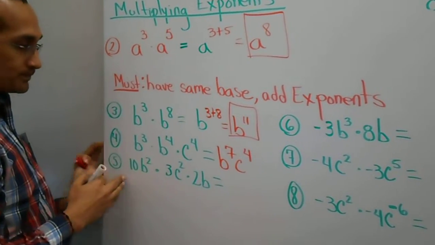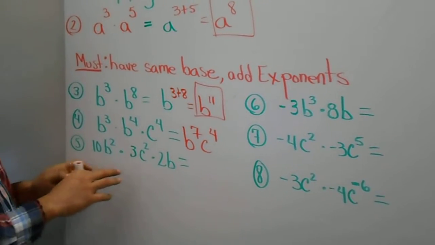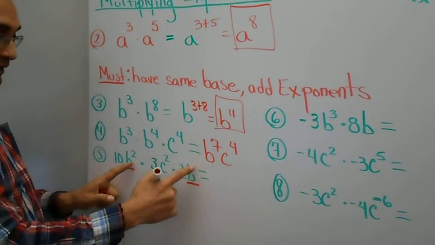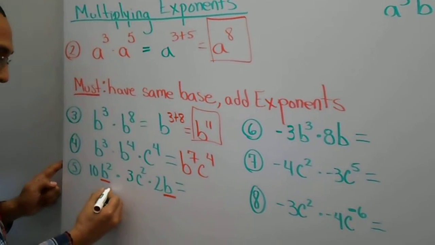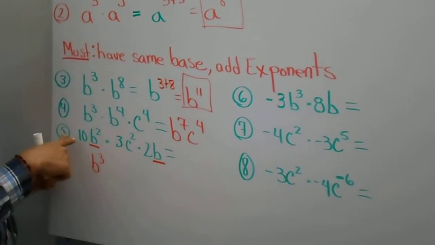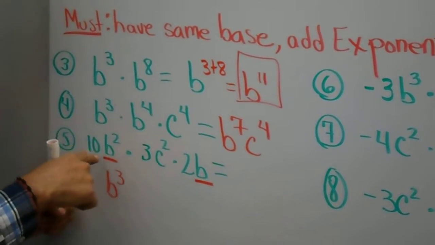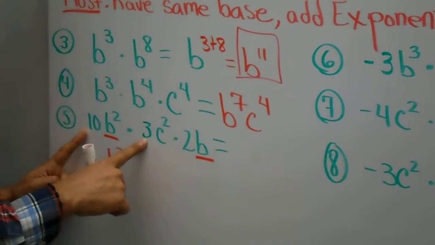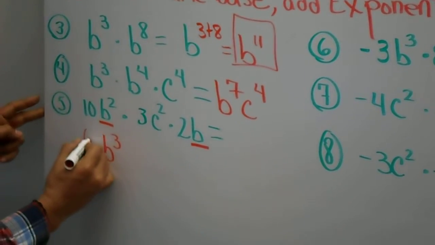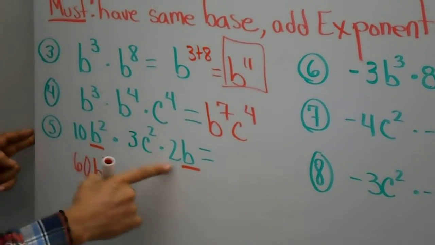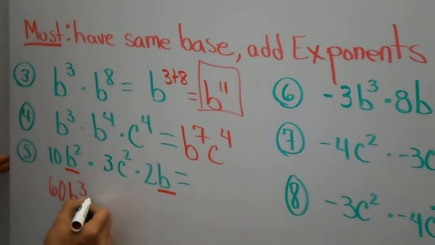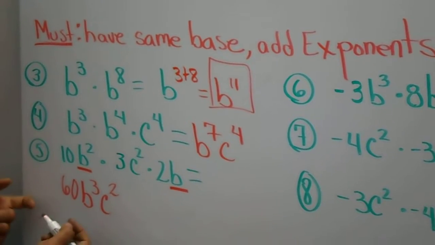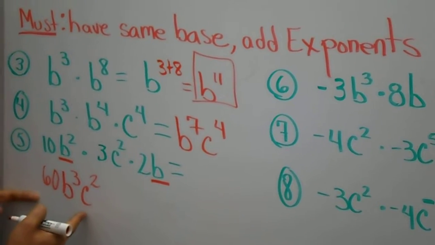Now, let's look at number 5. We need to look first for the same base. I have base b. Same base, add the exponents, so this becomes b to the third, right? And then something important, the coefficients, or the numbers in front of the letters, you could multiply them. 10 times 2 is 20, and 20 times 3, that becomes 60. 10 times 3 is 30, times 2 is 60. Now, this c squared, you could just write here because you can't combine them together. So your answer is 60 b cubed times c squared.